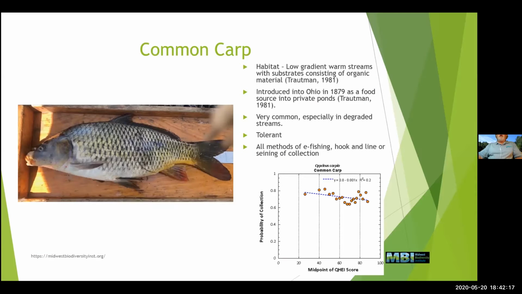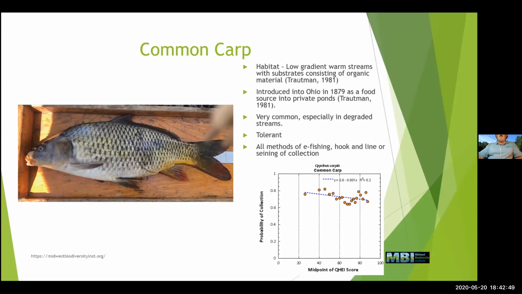Common carp. It's pretty ubiquitous in a lot of streams. We have this graph here that shows the likelihood of capture versus the quality of habitat. So here, this fish generally likes low gradient streams that are really warm, a lot of organic material, generally scores low on the QHEI. So as you can see, as the QHEI goes up, generally we see less of this species.